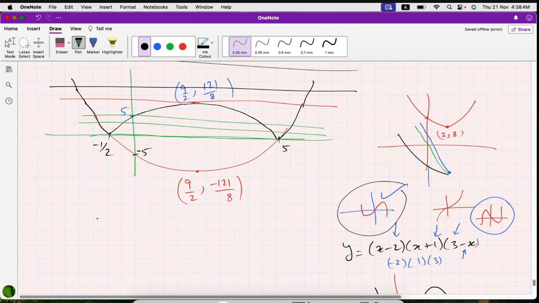So may I say that when k is equal to 121 by 8, it is having four solutions. And when k is greater than 121 by 8, it is two solutions. Yes, so this is your answer: k greater than 121 by 8. But that's only one solution. What's the second one? Sorry, those are two solutions because it is intersecting at two points.